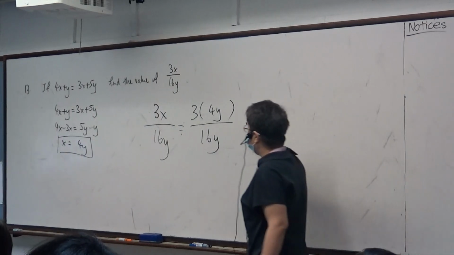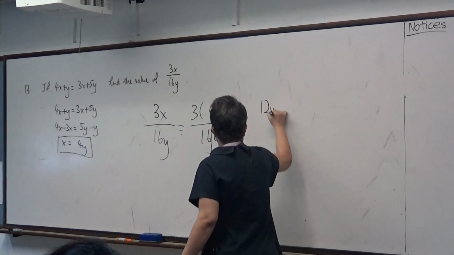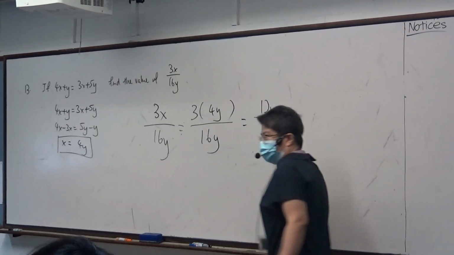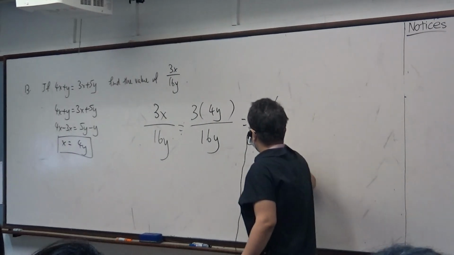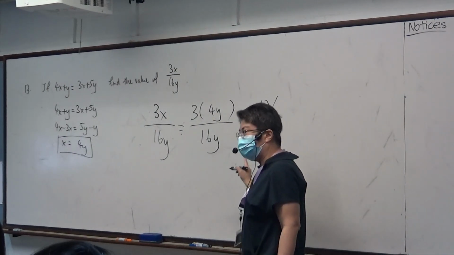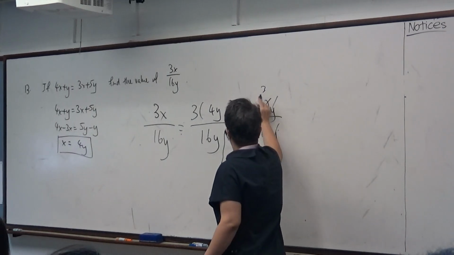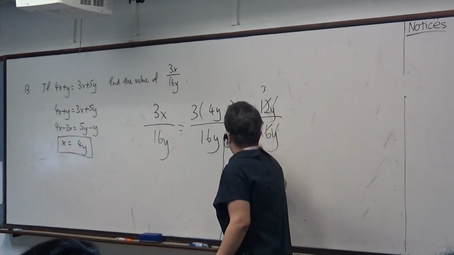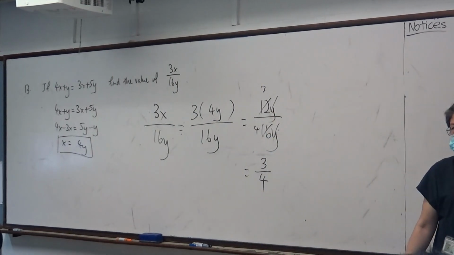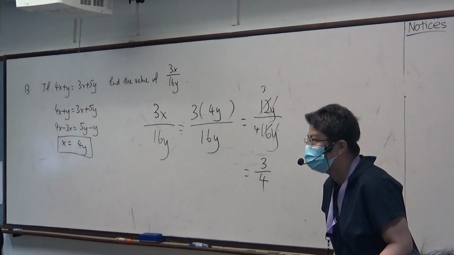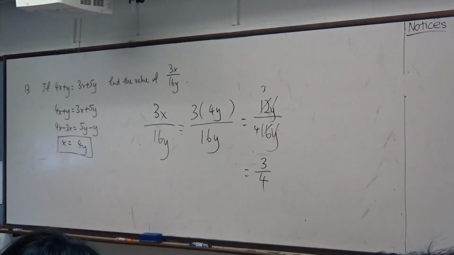Okay. What is 3 times 4? This is 12y over 16y, right? Which one cancels off? The y cancels off. But is this in lowest terms? No, I can divide by 4. What do I get? 3. I can divide by 4. What do I get? 4. So the final answer is 3/4. This is something that you got to learn. Everybody clear? Alright, take this down.